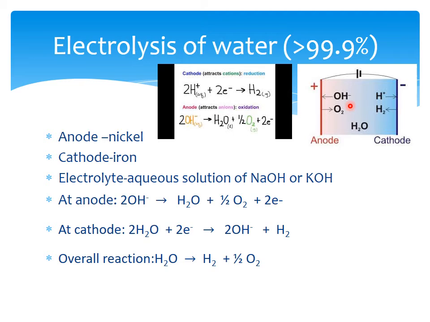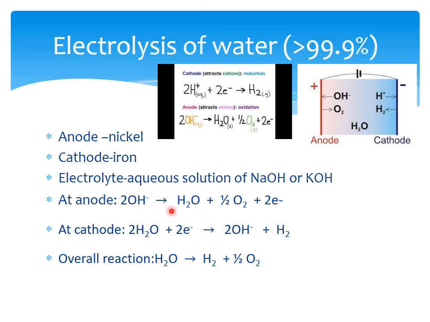You know that opposite charges move toward each other: positive charge moves toward the negative, and negative charge moves toward the positive. So water ionizes to H plus and OH minus. H plus moves toward the negative electrode and OH minus moves toward the positive. And one more concept: at the anode, oxidation takes place. What is oxidation? Oxidation is nothing but loss of electrons. So the OH minus goes near the anode, and it gets converted into water and oxygen.